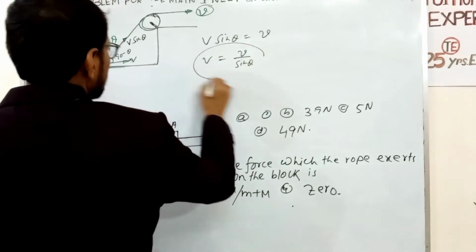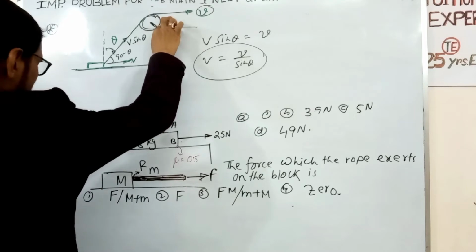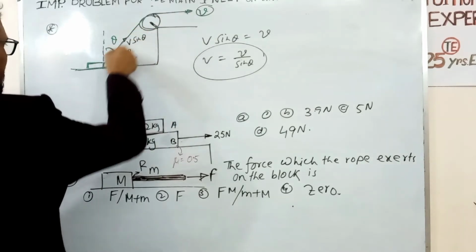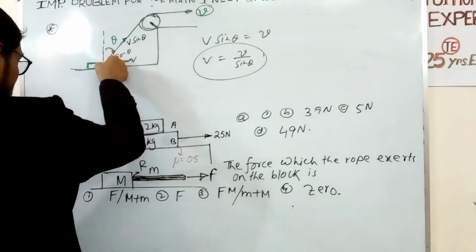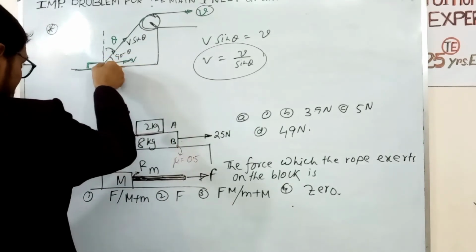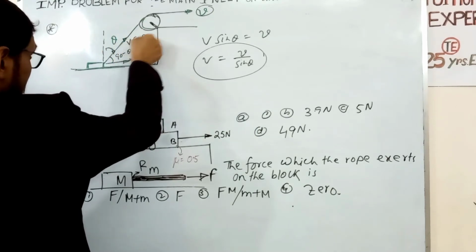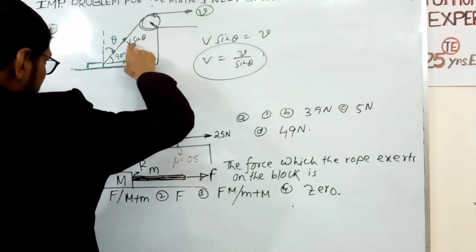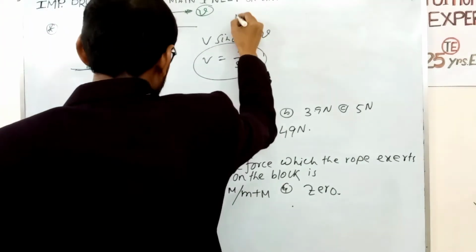This is the answer. The length of the string is constant, so the relative velocity along the string will be 0. If the velocity is v, the velocity along the rope is v sin theta. Now this is v. What is the relative velocity? This minus this equals 0.